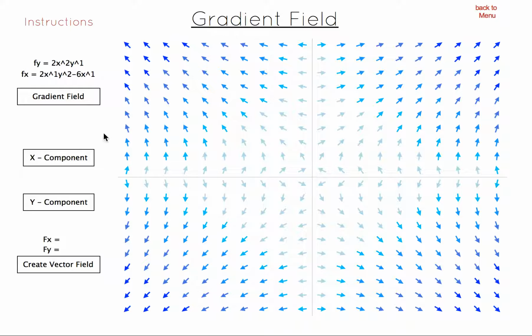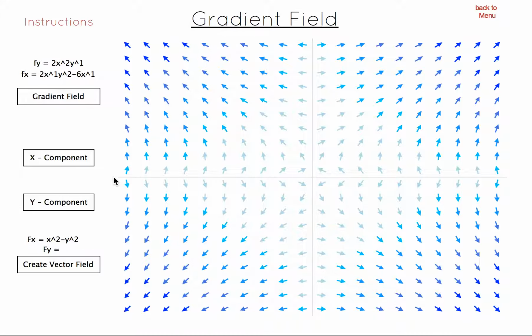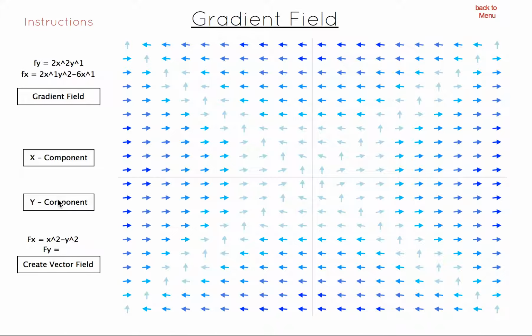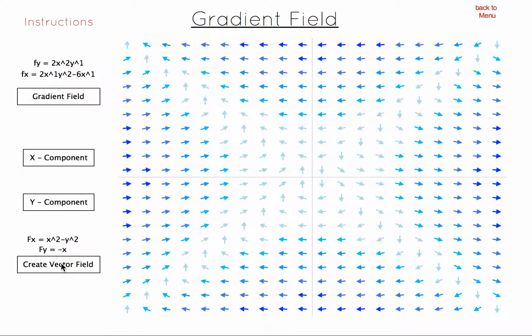I can also click on the x component and y component to directly make any polynomial vector field. Let's say for x, I want x squared minus y squared. And for y, I want negative x. We see that our smallest magnitudes lie on the line y equals x and y equals negative x, as we can see by the very low hue on these lines, in accordance with our x component of x squared minus y squared. Now let's go to the electric field.